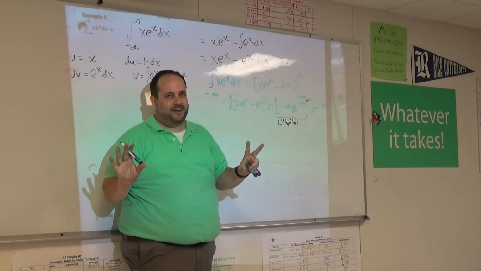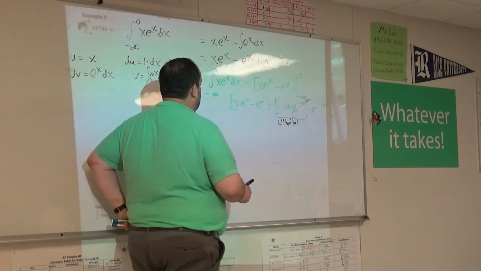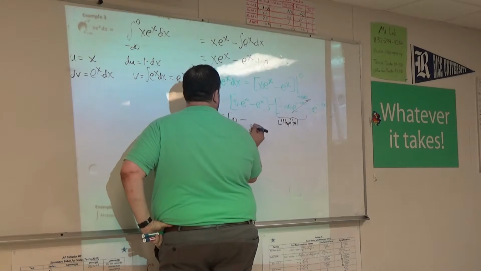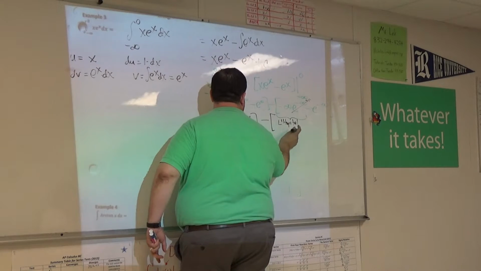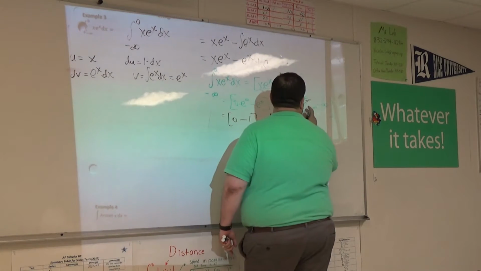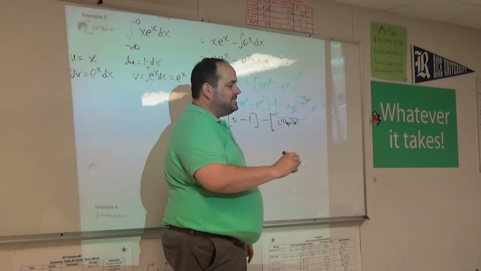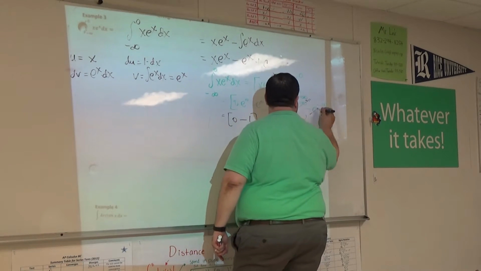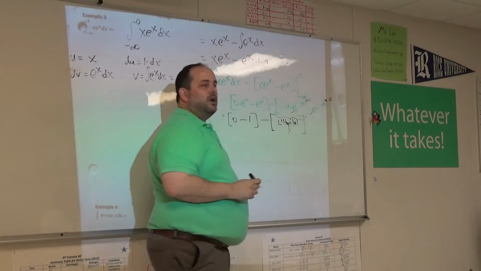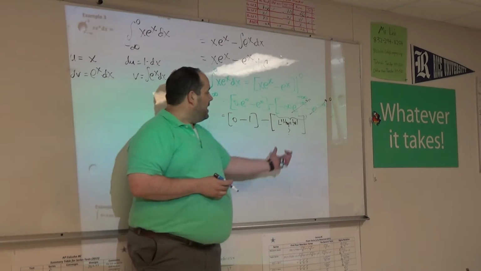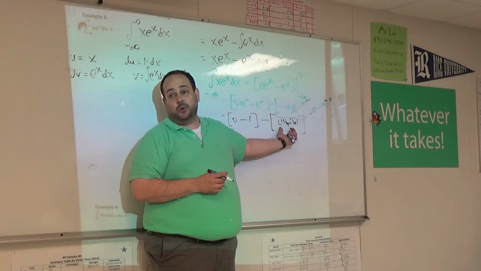But let's simplify all the parts that we can simplify. Zero times e to the zero is zero. Zero minus e to the zero is zero minus one, minus something that we're going to get out of L'Hopital, minus e to the negative infinity, which is zero minus zero. If I think about the graph of e to the x, e to the negative infinity approaches zero. So the only thing standing in our way is figuring out the answer we get from L'Hopital.